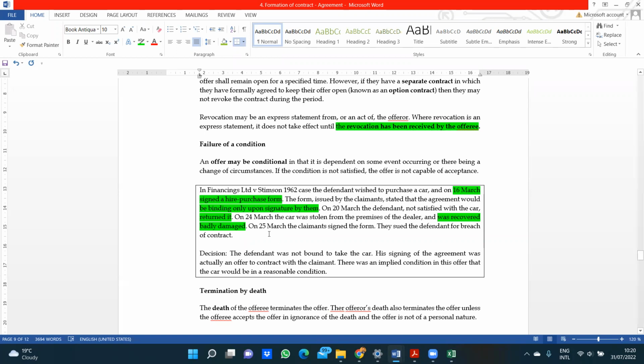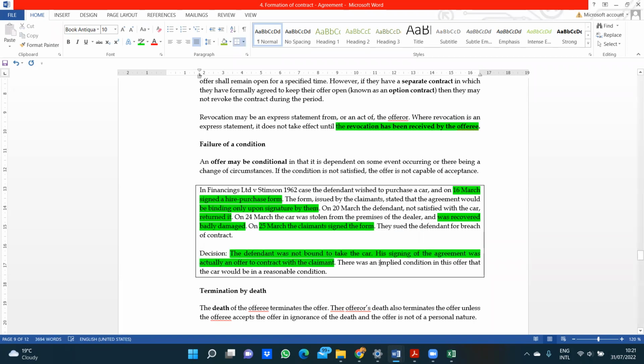On the 25th of March, the claimant signed the form. They sued the defendant for breaching the contract, saying that the defendant broke the contract by returning the car. Decision: the defendant was not bound to take the car. His signing of the agreement was actually an offer to contract with the claimant.